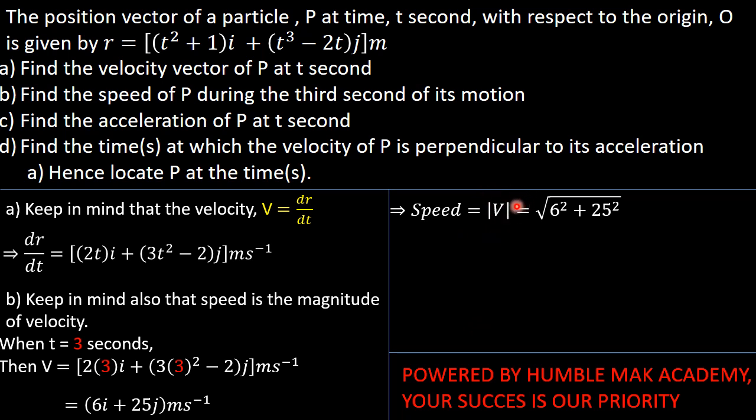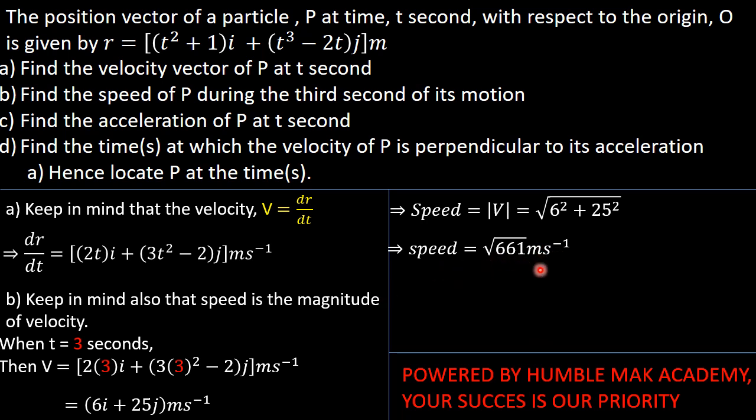So it is just simply given as the square root of the sum of squares, which is going to be 6 squared plus 25 squared. And, guys, if you simplify that, you should have an answer of the speed given as the square root of 661 meters per second. Great. So guys, this is the answer.